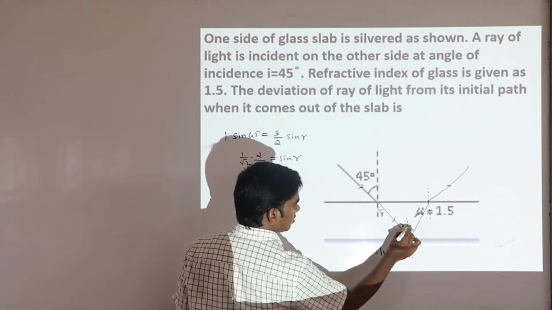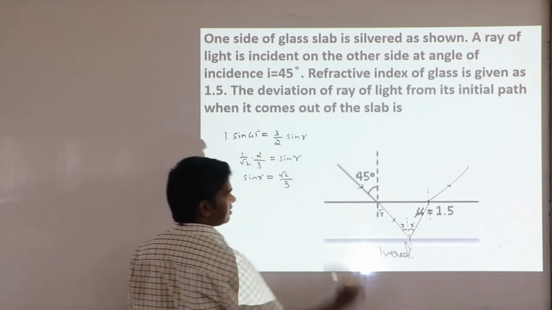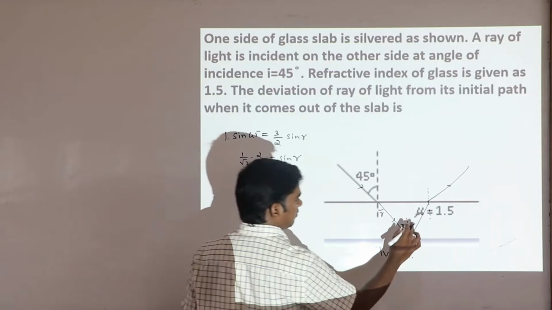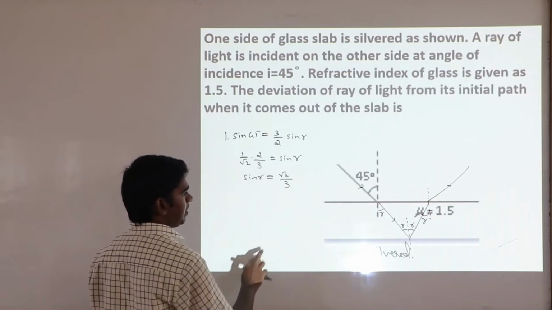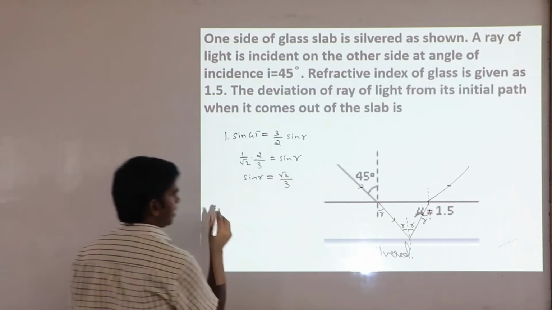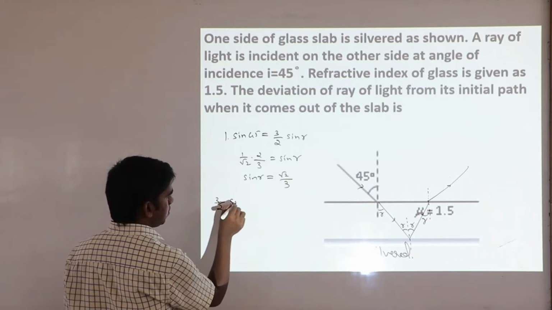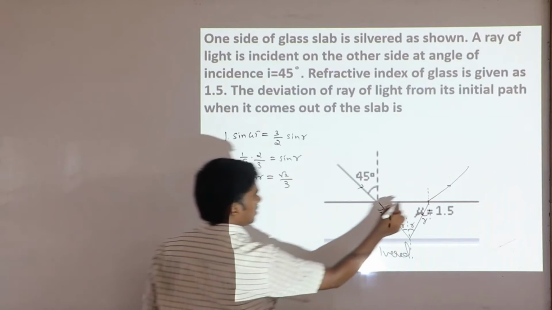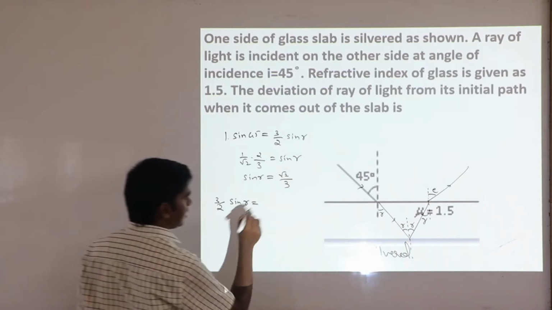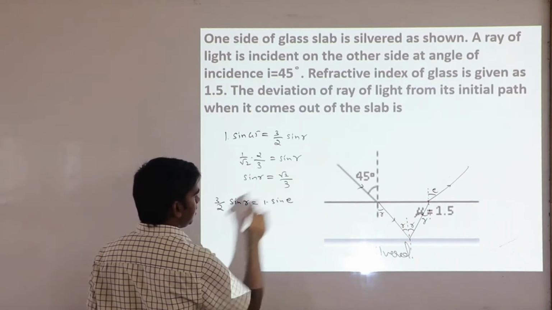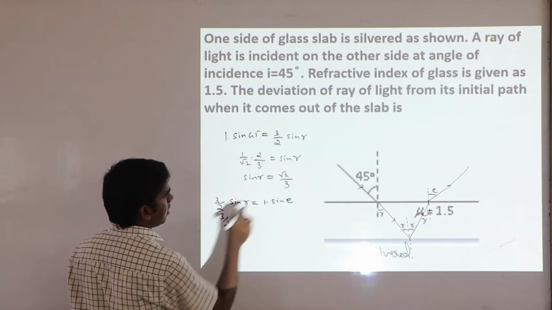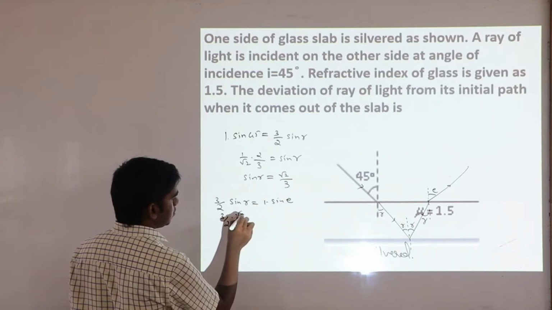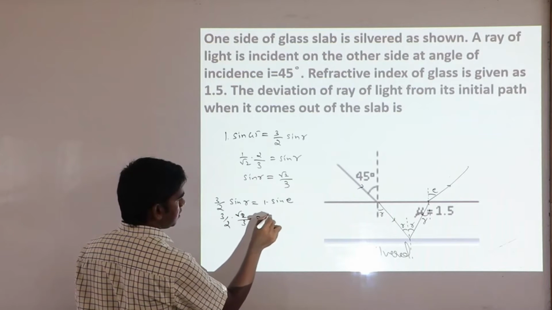If that is r, this is also going to be r, meaning the angle of incidence equals the angle of reflection. If this is r, so this is also going to be r. Okay. Now apply Snell's law at this surface. What can you write? 3 by 2 sine r equals 1 sine e, where e is the angle of emergence.